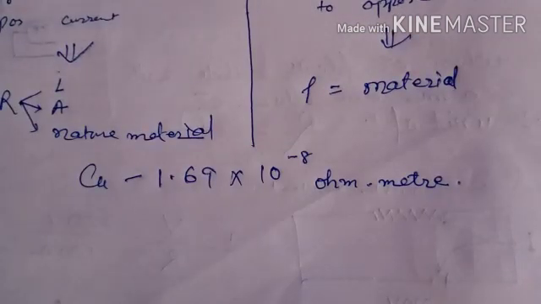And the resistivity of alloys is much higher than that of the pure metals from which they are made. For example, the resistivity of manganin, which is an alloy of copper, manganese and nickel, is about 25 times more than that of copper. And the resistivity of constantan, which is an alloy of copper and nickel, is about 30 times more than that of copper metal. Another alloy having a high resistivity is nichrome.